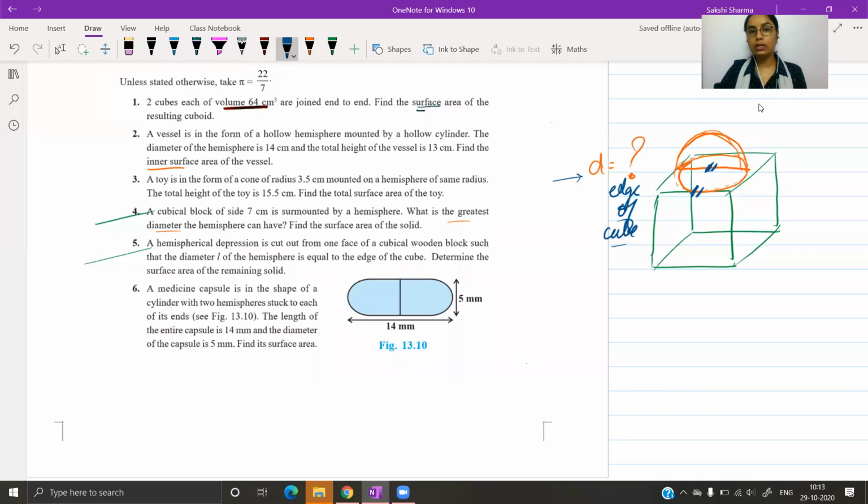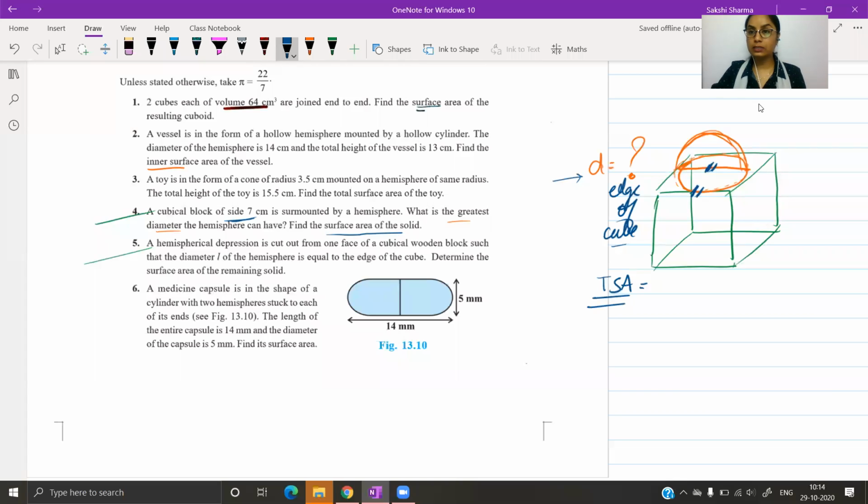For the cube, we only need one thing, which is given, side of the cube. Further, they are saying find the surface area of the solid. Now for this solid, find out the surface area. Since it's not indicated, we will be calculating the total surface area. Take a moment here and think what will be the surface area of this solid formed by mounting a hemisphere on top of a cube.